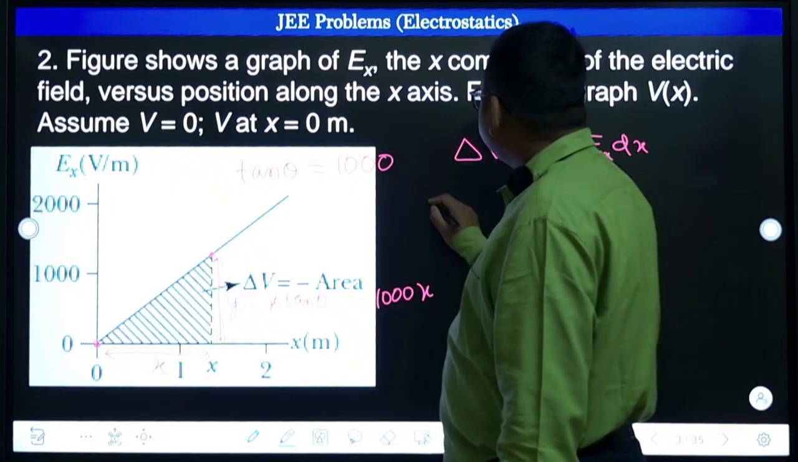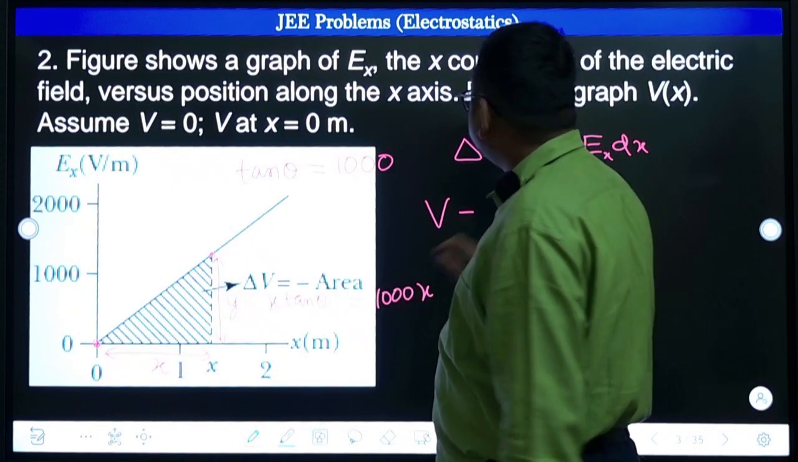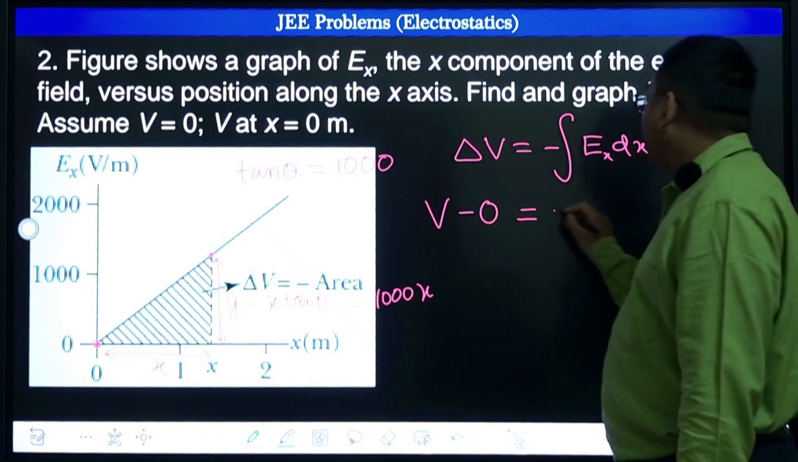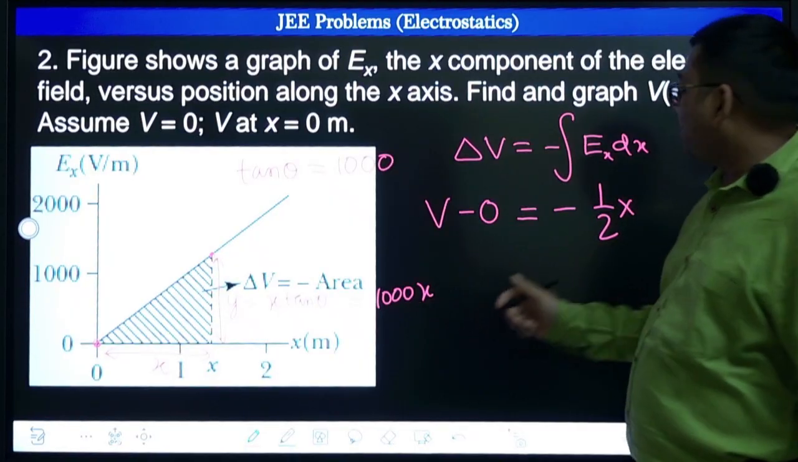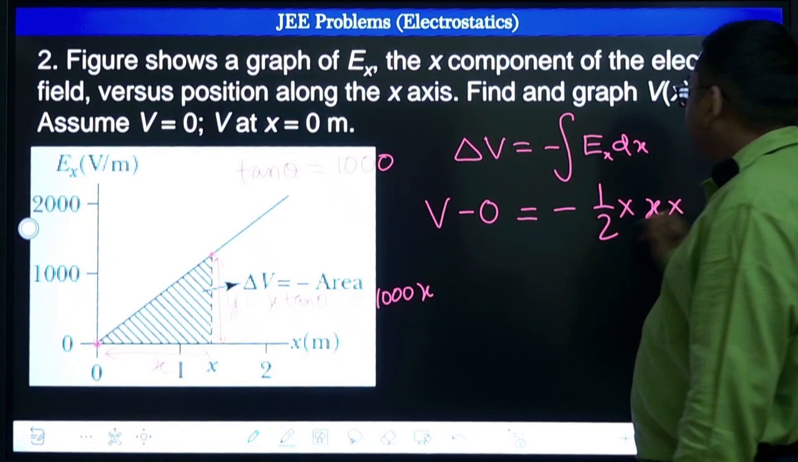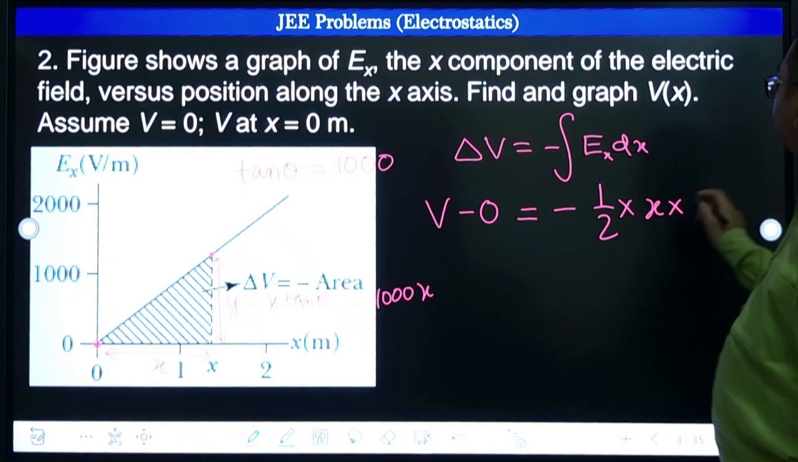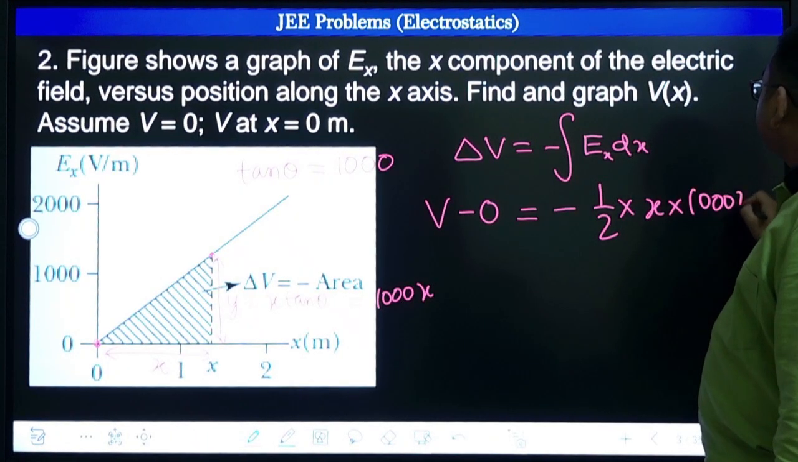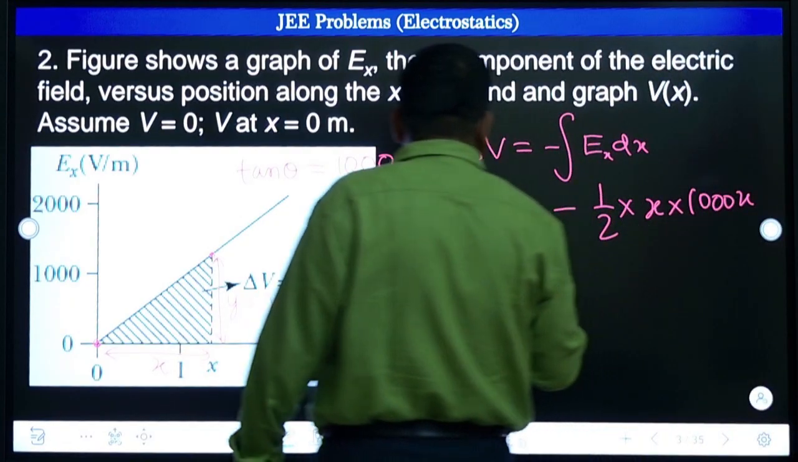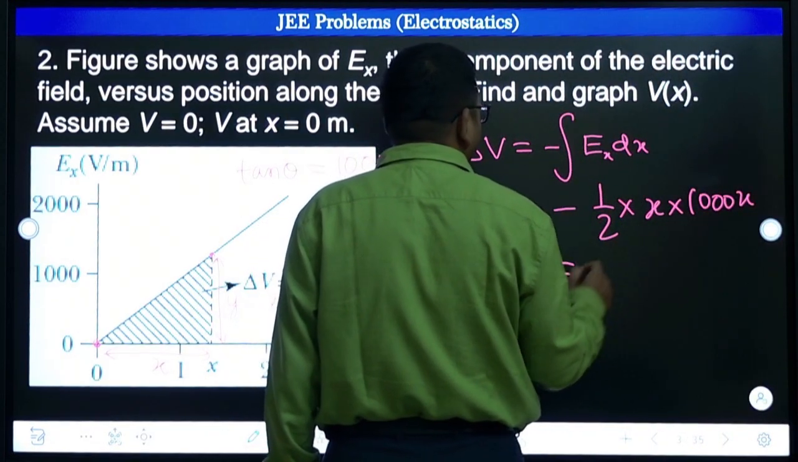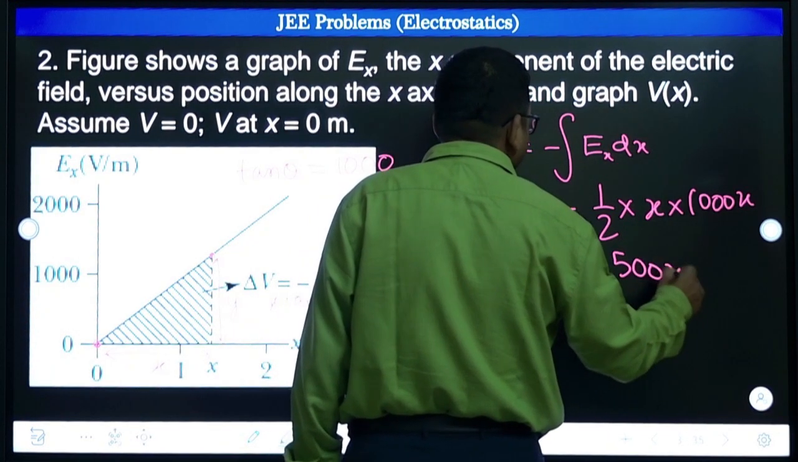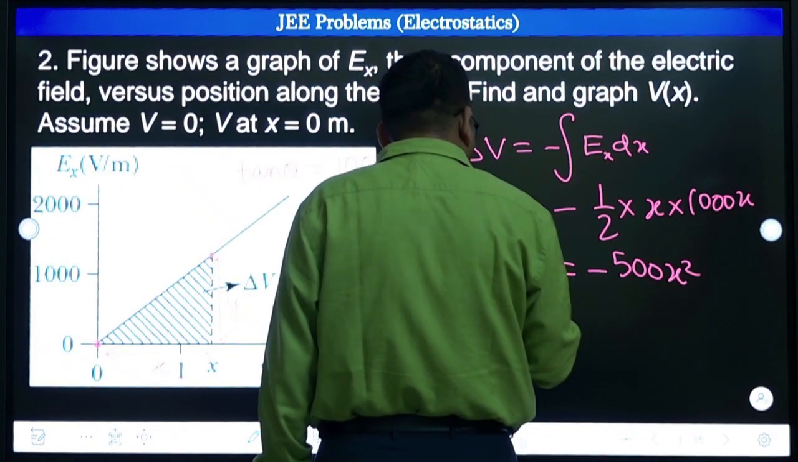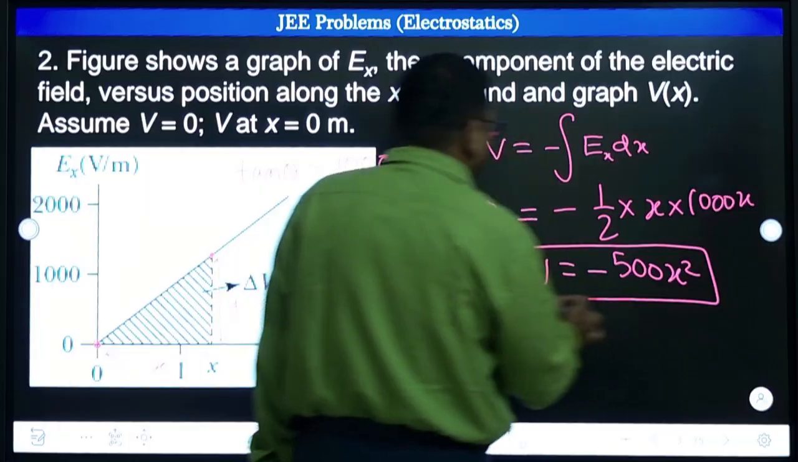So change of potential, V minus initial potential, which is 0. Change of potential is minus the area. Area under graph is what? Half into base. Base is x, and height is 1,000x. So from here you get the potential is equal to, this is minus of course, 500x square. So this is the equation of potential.